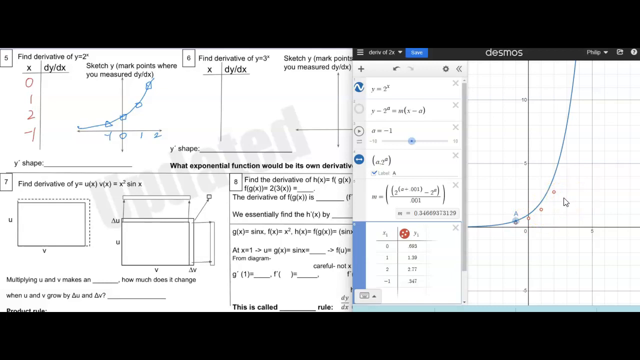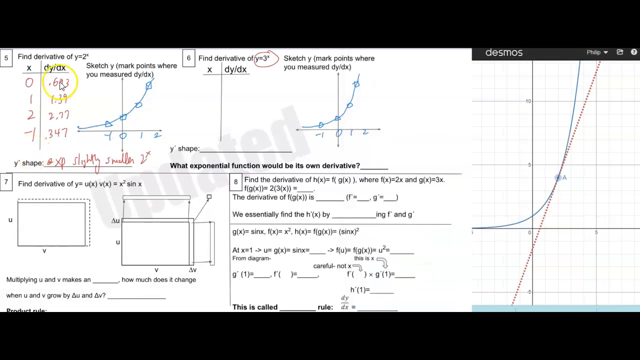So wouldn't you say that the shape of the derivative values is an exponential function also? Maybe slightly smaller than the original function, right? Okay. Now to finalize our filling in box 5, I just wrote down the 4 derivative values that we took from our manipulative. So I just wrote them down here in case you want to copy those.